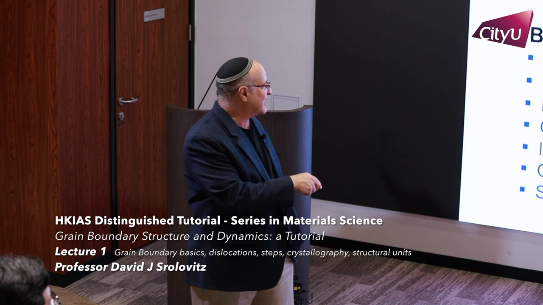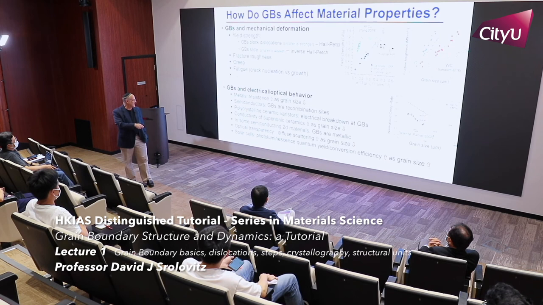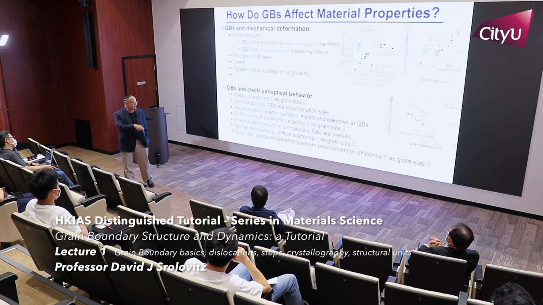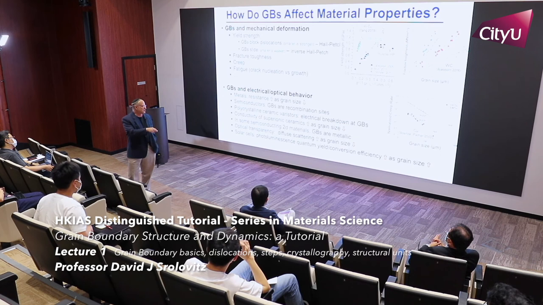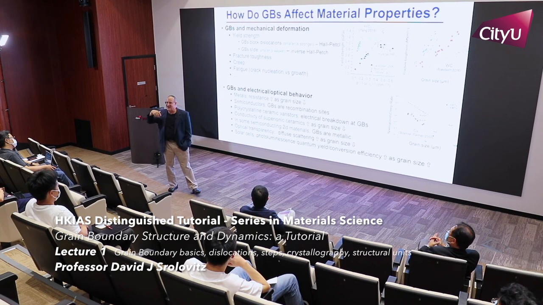In some 2D materials, I'm not going to talk about this during this series of lectures, but we've also been looking at how in a number of 2D materials, for example the transition metal dichalcogenides, many of which are semiconductors, the grain boundaries themselves can be metallic. That means manipulating grain size basically means making wires, conducting paths through the material.